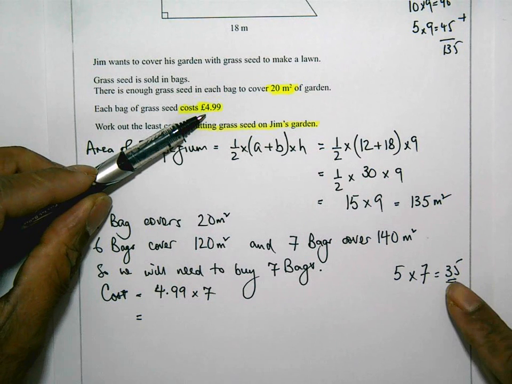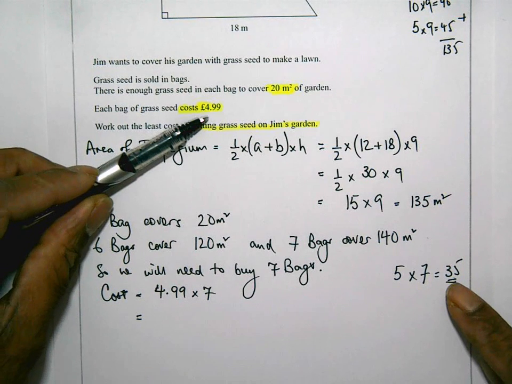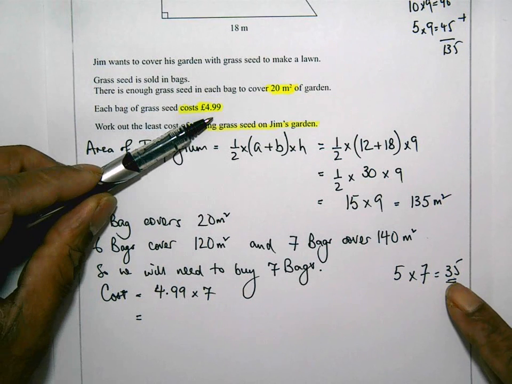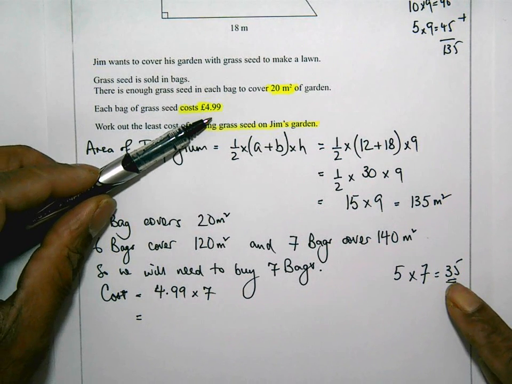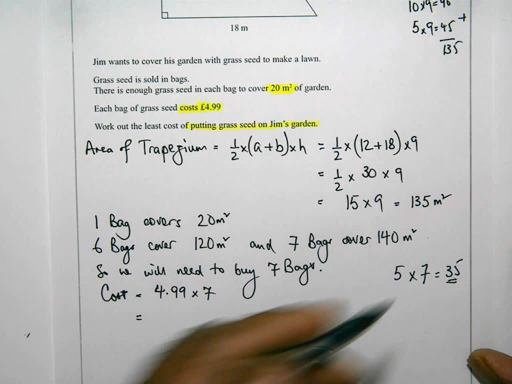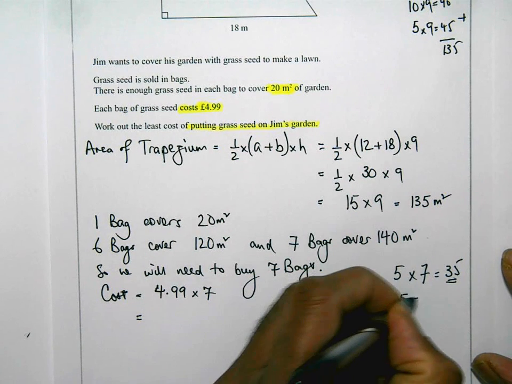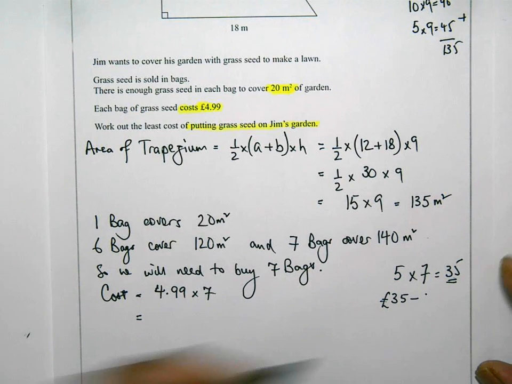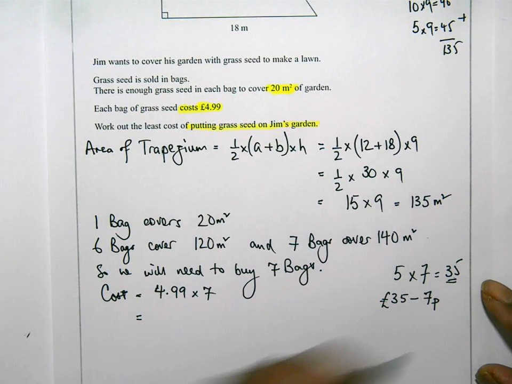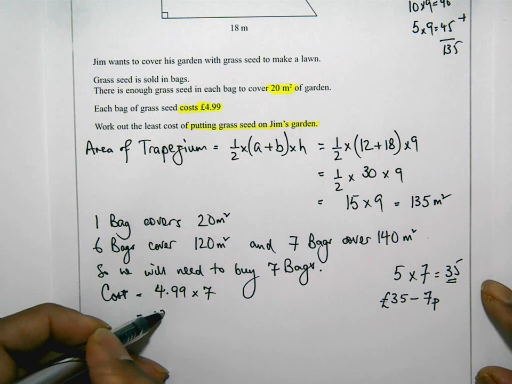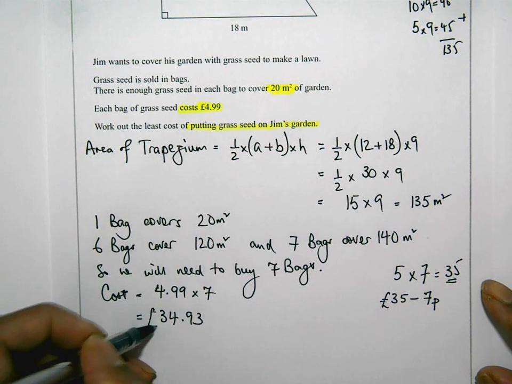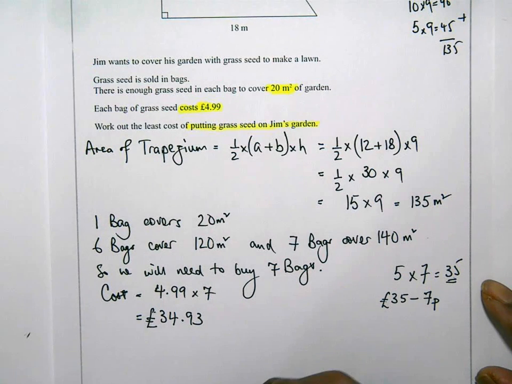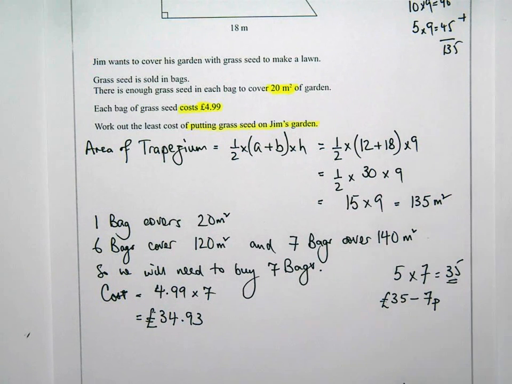But it doesn't cost a fiver. It costs 1p less than a fiver. So for every one of those bags, I need to take off 1p. So £35 take away 7 lots of 1p, that's 7 pence, and I could do that in my head. That's going to be £34.93. Okay, and that is my answer, and I'll write that in the answer space, 34.93.